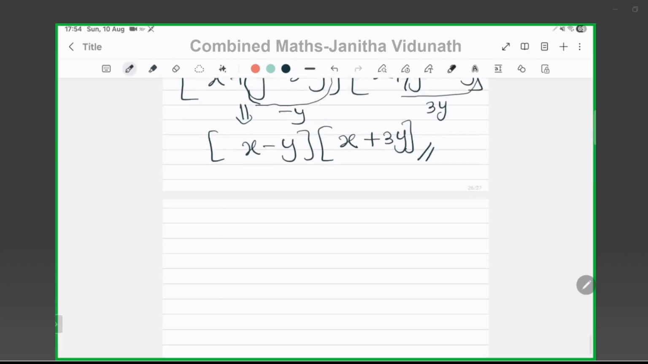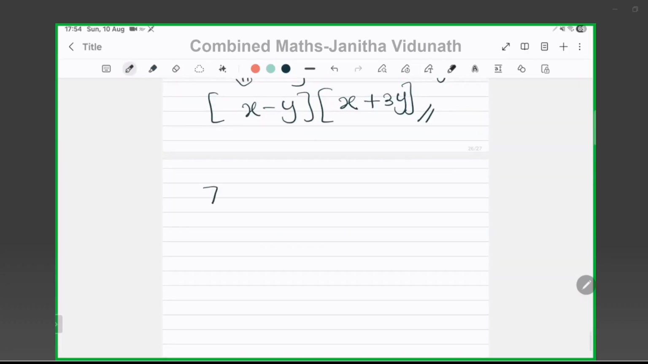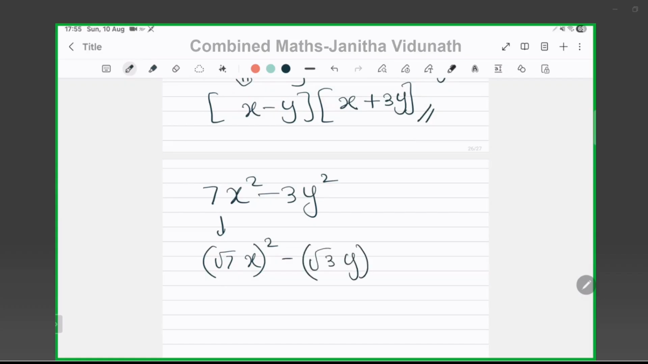Okay. In the last question, we have 7x square minus 3y square. Then the first term we can write as root 7 times x whole square, and the second term as root 3 times y whole square. Then the first term is root 7x, subtract the second term, and we simply add those two terms.